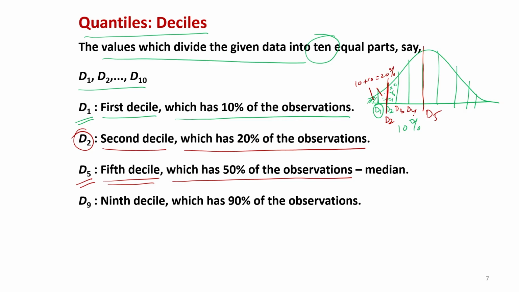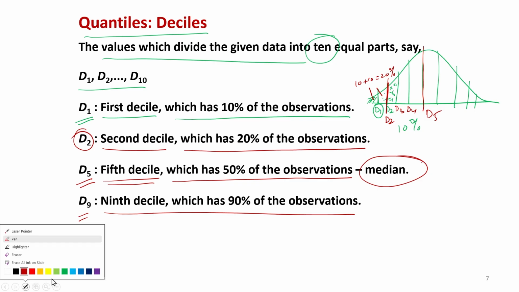So what is your D5? Can you identify? D5 is the value above and below which there are 50% of the observations. Do you remember that this is called the median? And similarly, if you go to D6, D7, D8, they are called the 6th, 7th, 8th deciles, and D9 is the 9th decile, which has got 90% of the observations. And then finally, D10 contains 100% of the observations.